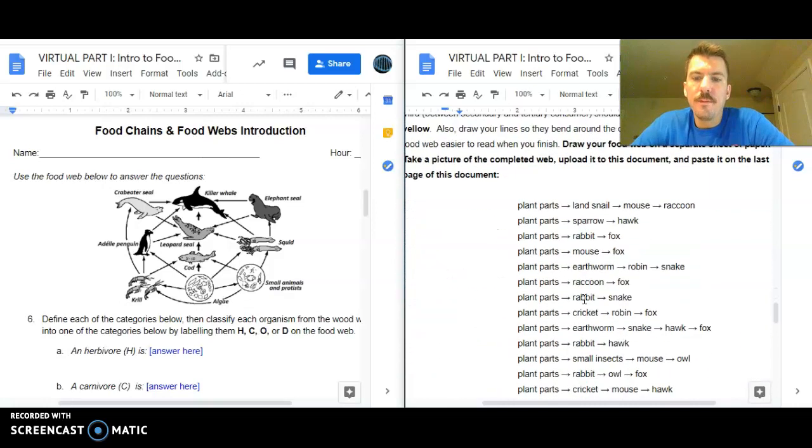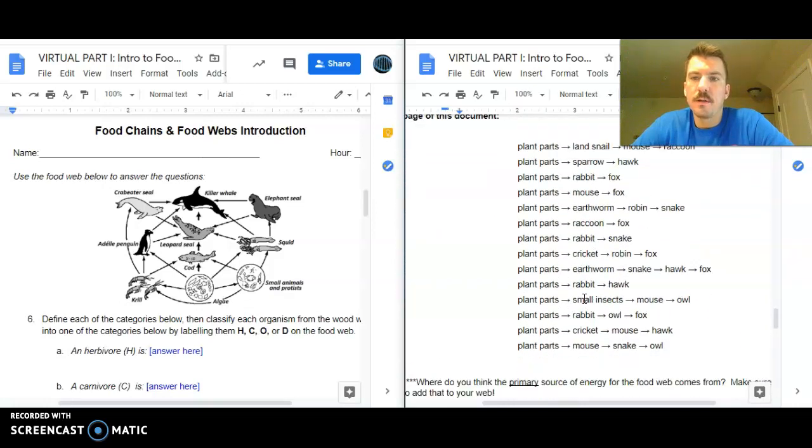Part B, making a food web, will be a separate video because I will actually pull up what the food web looks like, and we'll take a look at it, and I'll walk you through how to build that. So for now, that is all we have.